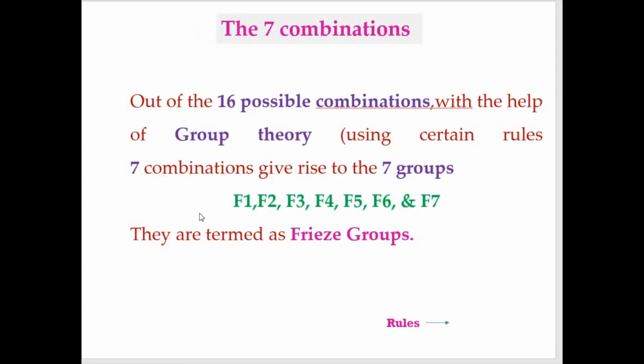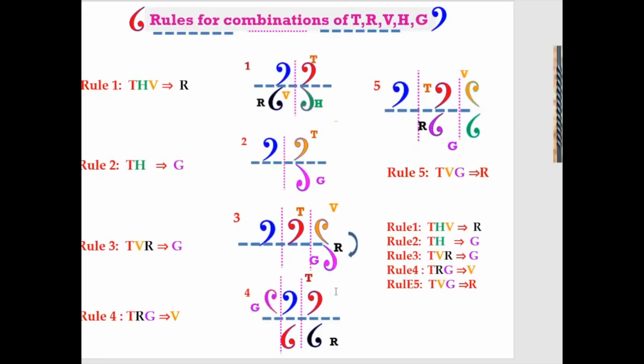So these 7 combinations. Now actually we have these 5 isometries. When we consider them, we will have actually 16 possible combinations. Now with the help of group theory, using certain rules, which will be given later, 7 combinations give rise to the 7 groups. We will name them F1, F2, F3, F4, F5, F6 and F7. They are termed as frieze groups. Now what are the rules? So here are the rules that we have.